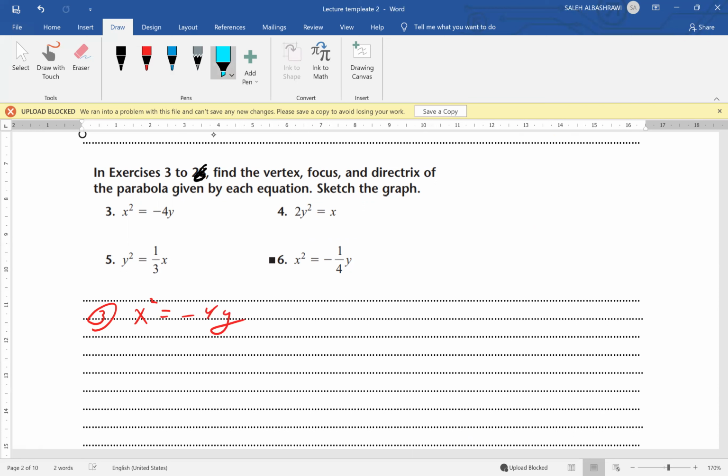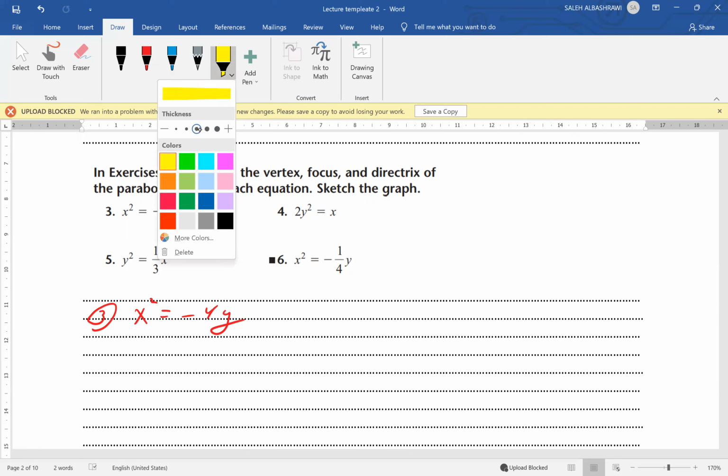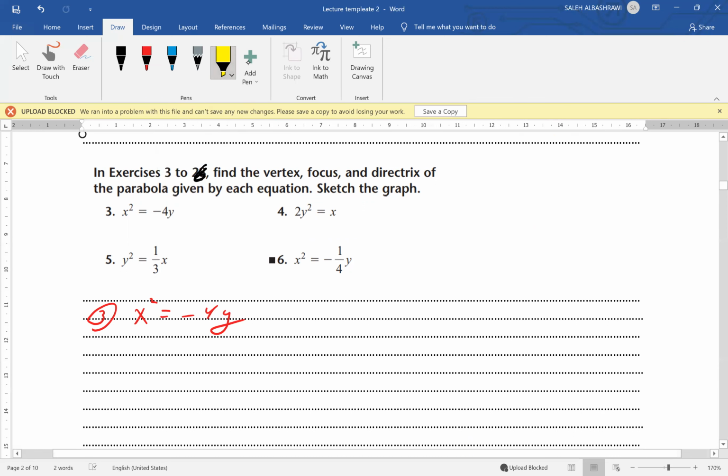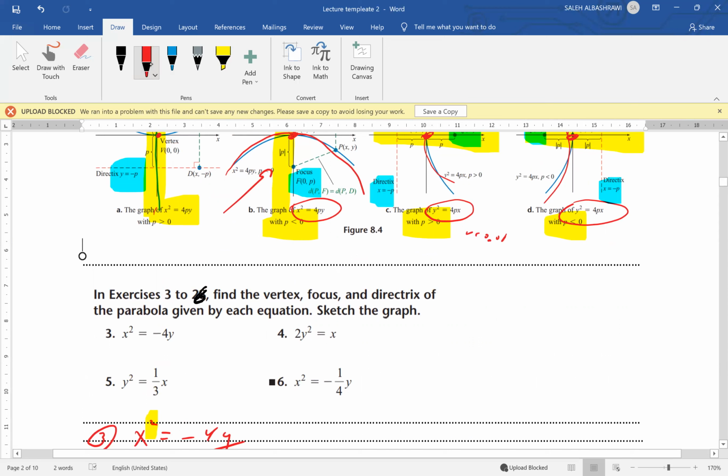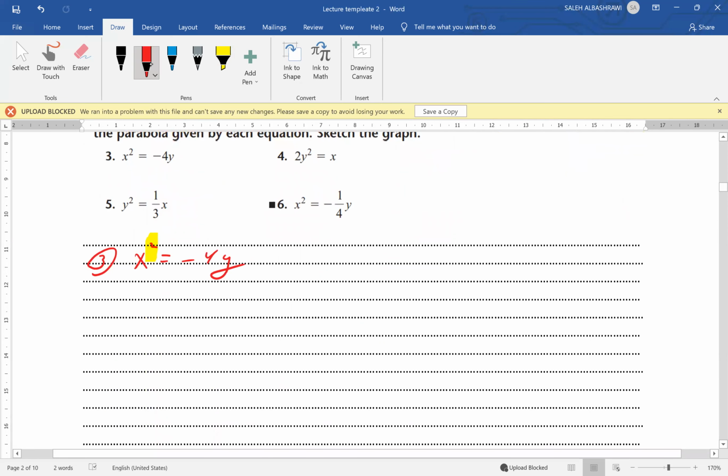Look at one thing here, the x squared. If we go back to see which form has x to the power 2, it is x squared equal to 4by. So x squared means the parabola will be vertical, either upward or downward. So I have x squared equal to minus 4y. Now the general form for this one is x squared equal to 4by.